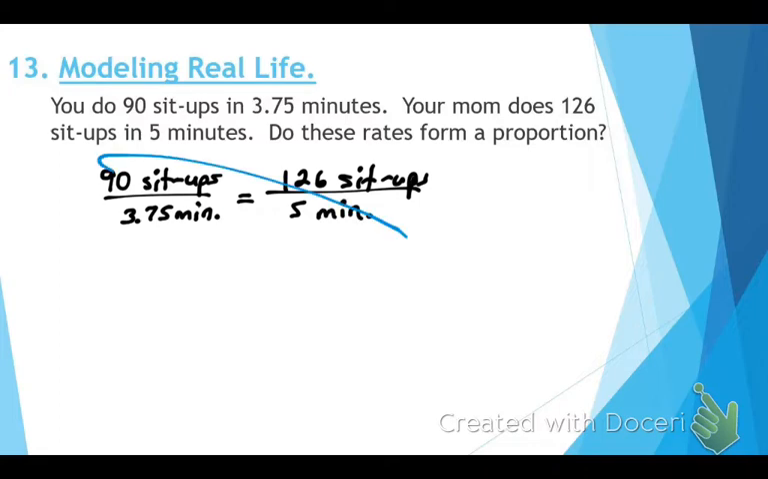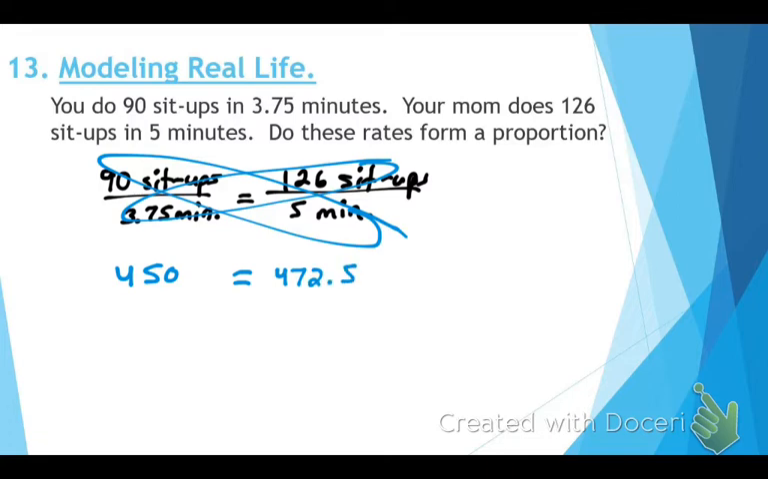How many of you did it this way? Kind of. Okay, when you multiplied the 90 sit-ups by 5 minutes, what'd you get? 450. When you multiplied 3.75 times 126, what'd you get? 472.5. Guys, do those equal each other? No. So the correct answer is no.